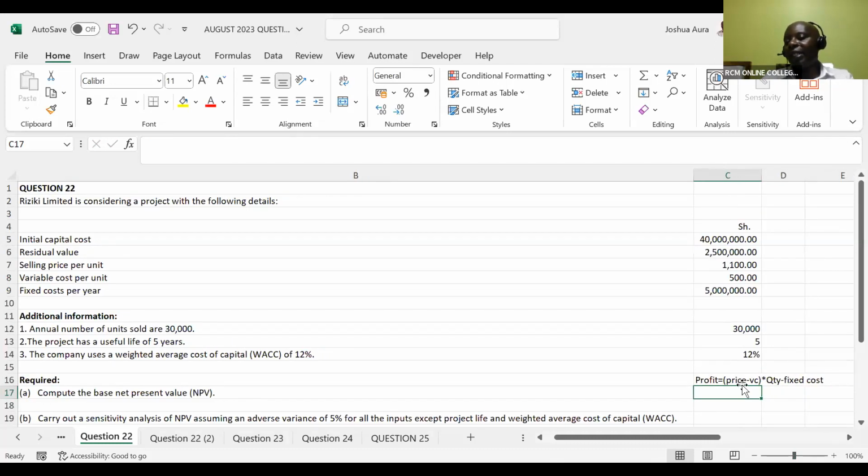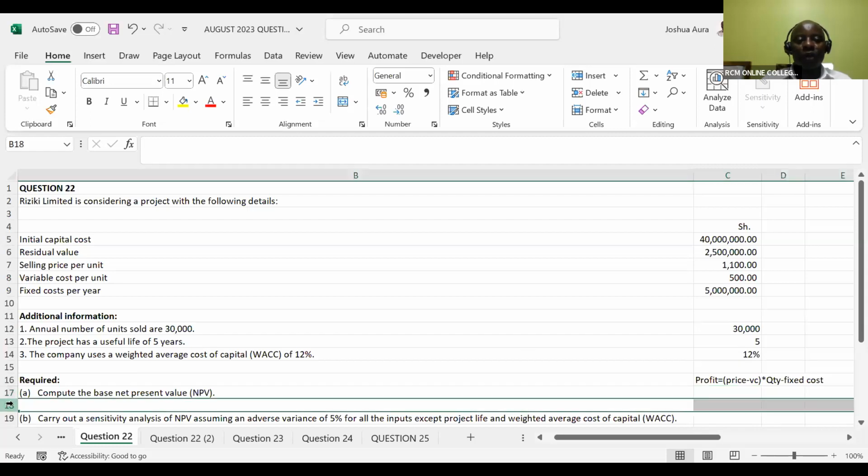Whenever you see price and the variable cost, like now here we have selling price of 1,100, variable cost of 500, and the quantity sold of 30,000. When you multiply this minus this, which gives us contribution margin, I need to multiply this with quantity to get total contribution. And then I subtract fixed cost to get profit. So, ladies and gentlemen, this is a fairly straightforward question.